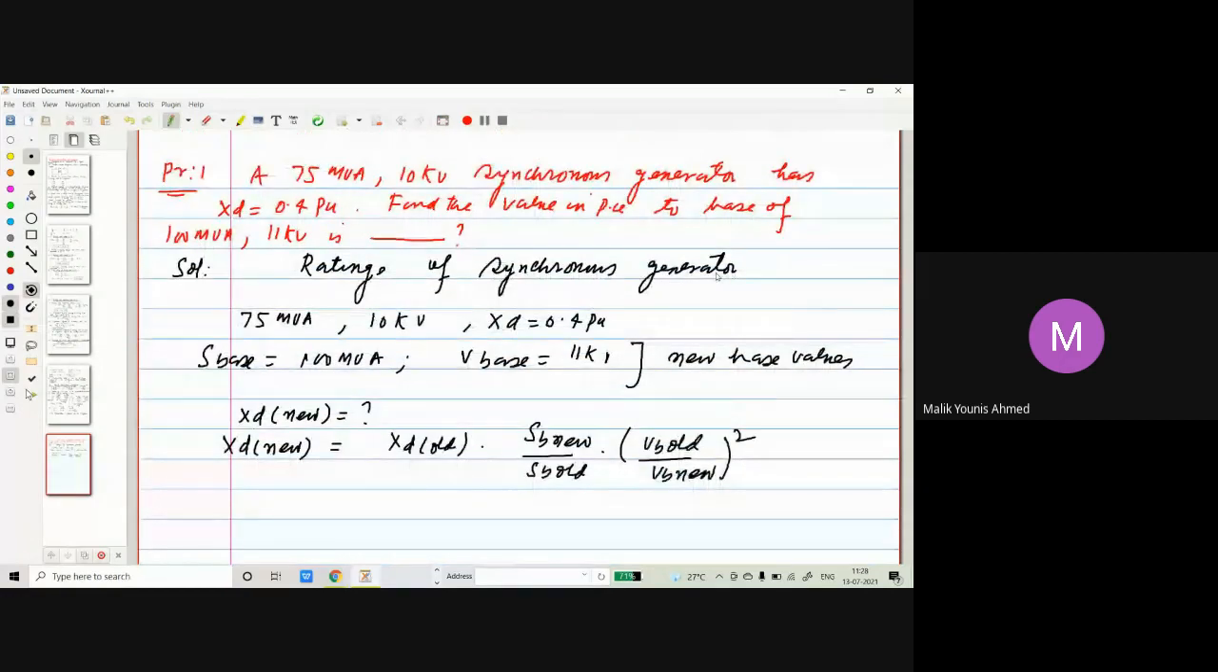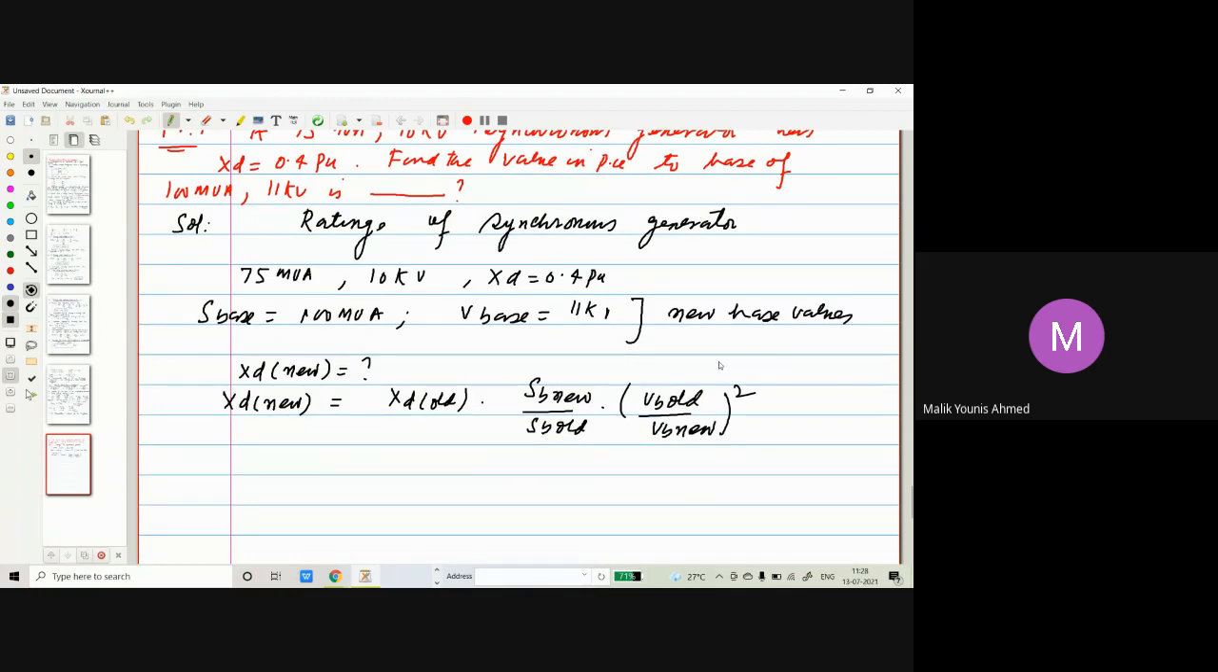Please make sure that when you have to find the value in per unit on a base, it is always the new values of the bases. The base values on which you have to find the value are the new base values.